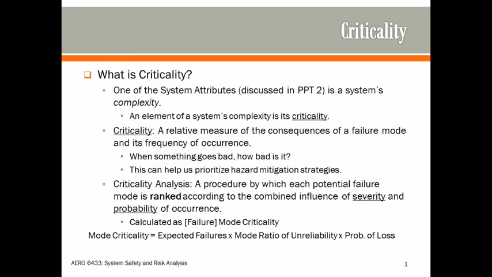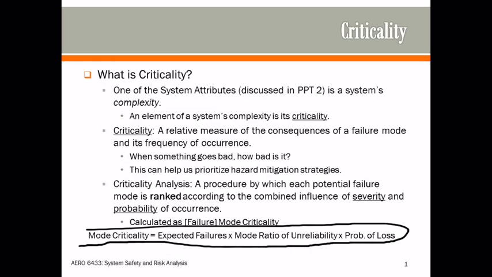The formula for failure mode criticality incorporates actually 4 different elements. Here are 3. We'll get into the 4th momentarily, but mode criticality equals expected failures times the mode ratio of unreliability times the probability of loss. Let's look at each of those 3 components here in more depth.